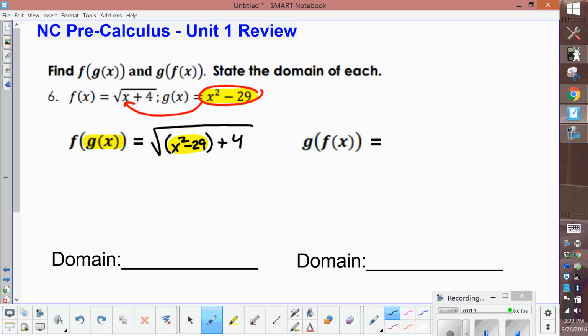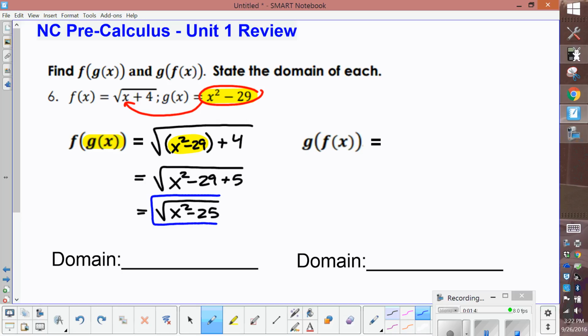I'm going to simplify this. Pretty much the only thing I can do here, I don't really need the parentheses, so this simplifies to x squared minus 29 plus 5, which simplifies to x squared minus 25. That's all I can do with this problem. Don't be fooled by the x squared and the 25. This subtraction symbol right here limits me from taking the square root of both of those, so that's as simplified as I can get.